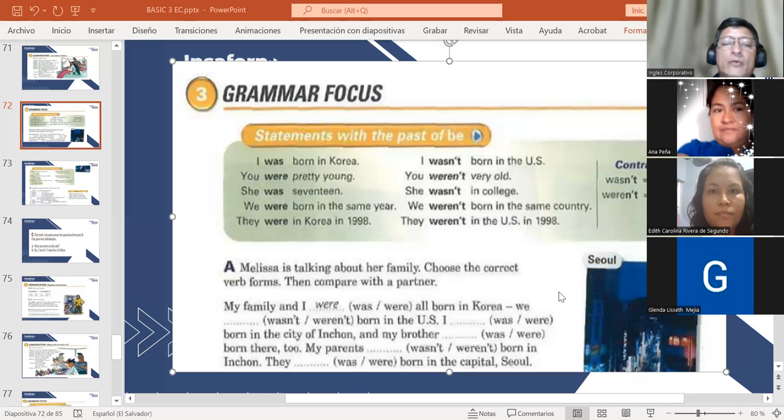My family and I were all born in Korea. We weren't born in the US. I was born in the city of Incheon, and my brother was born there too. My parents weren't born in Incheon. They were born in the capital, Seoul. Very good.